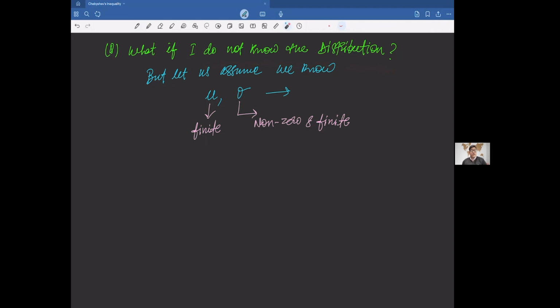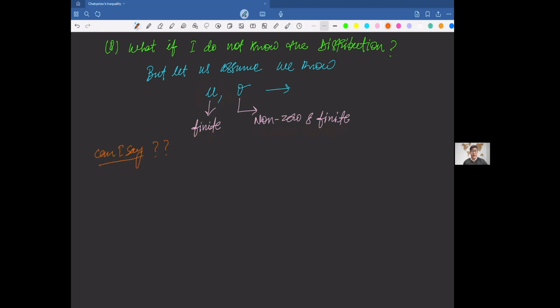First, I do not know the distribution, whether it is a Gaussian distribution, log normal distribution, or some other distribution. But we know the mean, which is finite, and we know the standard deviation, which is non-zero and finite. Now, let me write these three points. First point: can I say X% of data lies within mu minus 2 sigma and mu plus 2 sigma?